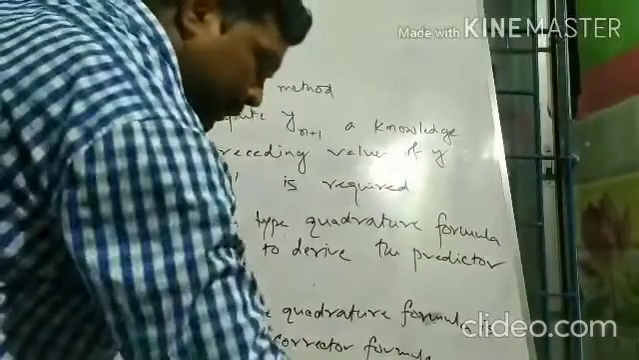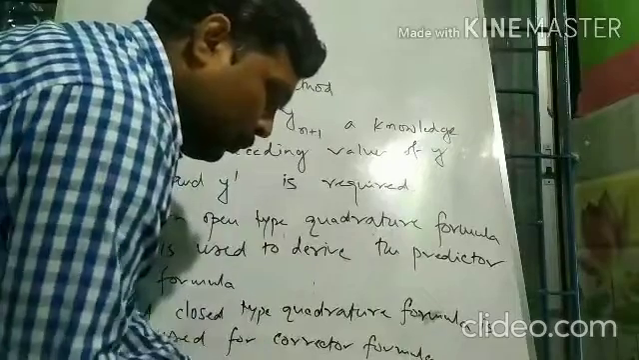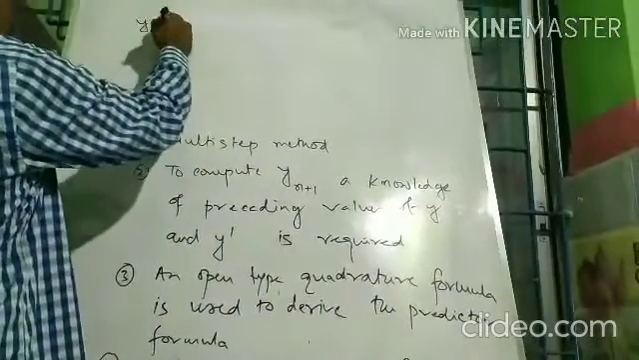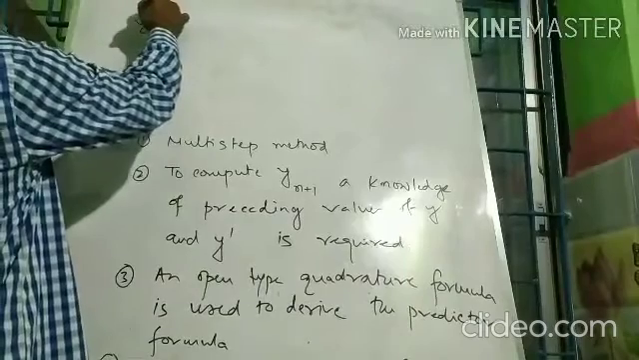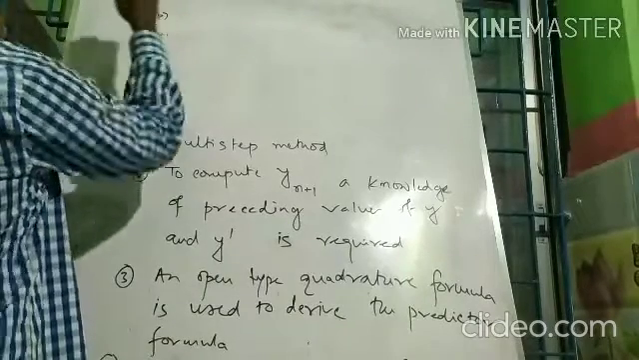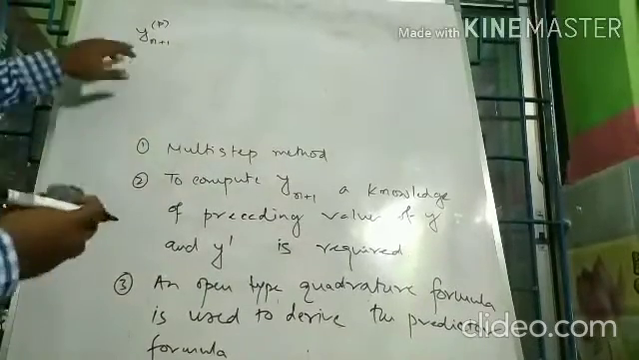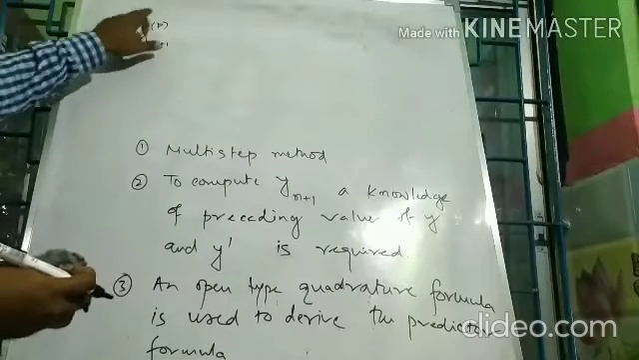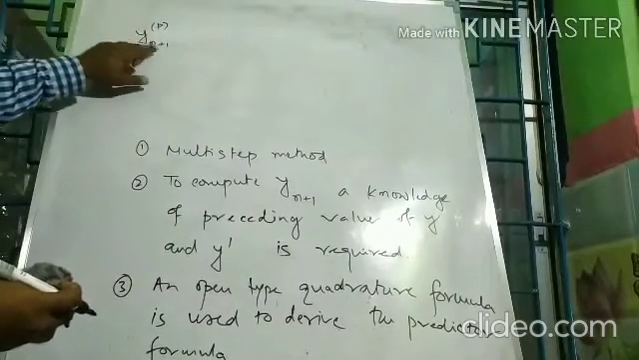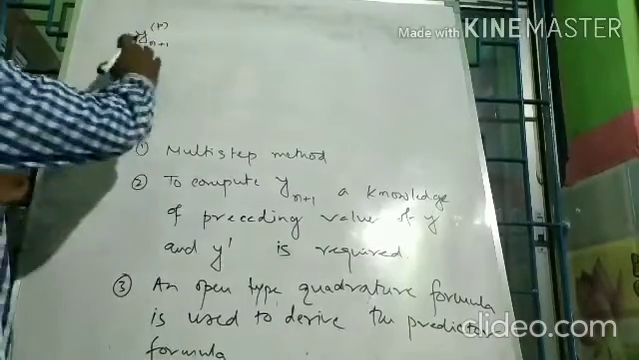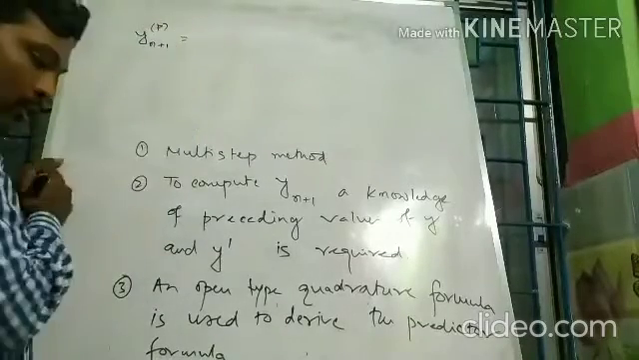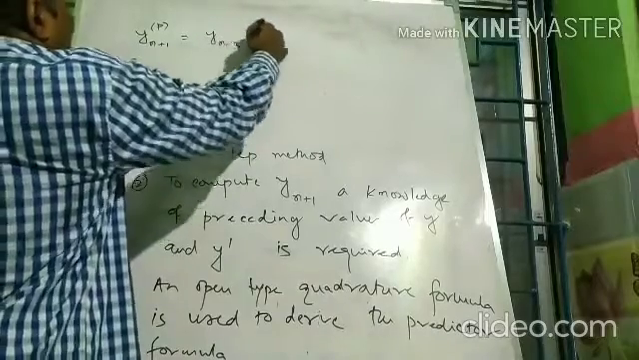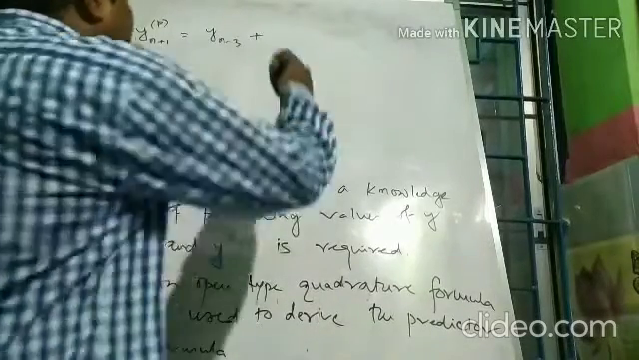Predictor formula: yn plus 1 p. Yn plus 1 p means the predictor value of the n plus 1th value of y.